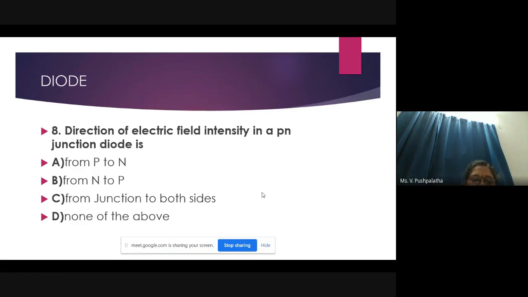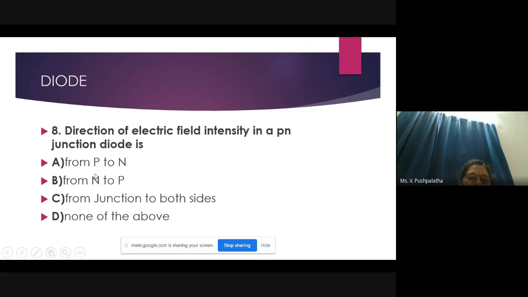This question is actually as simple as that, right? Now the direction of electric field intensity in a PN junction diode is, what is the direction of electric field intensity in a PN junction diode, right? Option A, from P to N. Option B, from N to P. Option C, from junction to both sides. Option D, none of the above. So what will be the option?